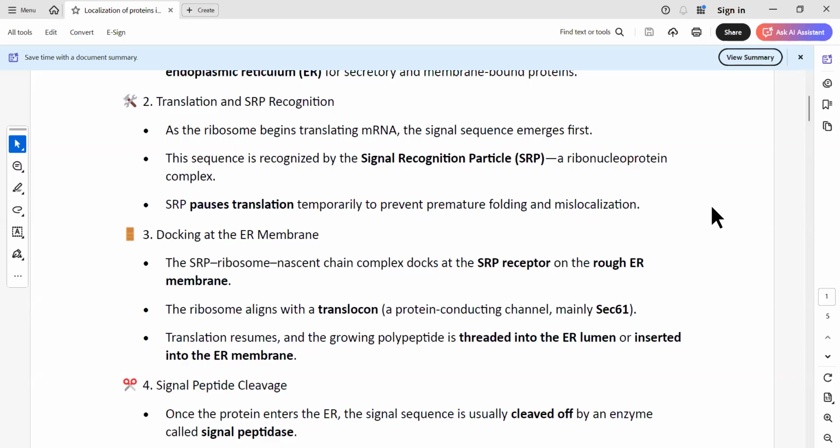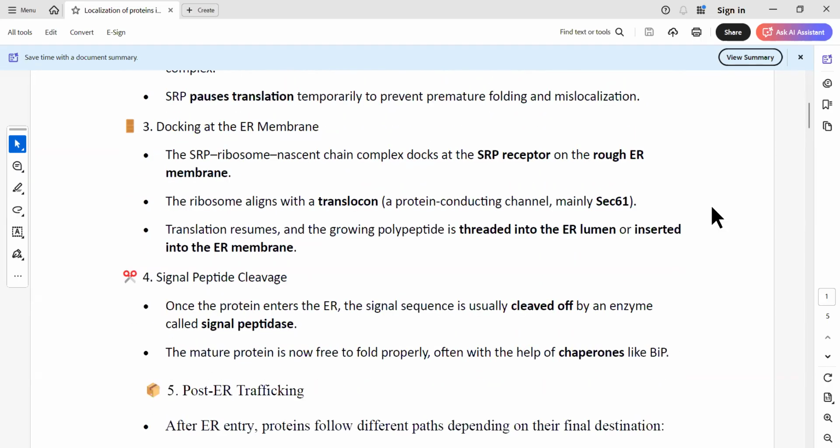এইবার কি হচ্ছে, the ribosome gets aligned to a translocon. This translocon, mainly Sec61, is kind of a channel through which the protein will enter the ER lumen or be inserted into the ER membrane. Okay, so once the ribosome is aligned to the channel, now again the translation begins.